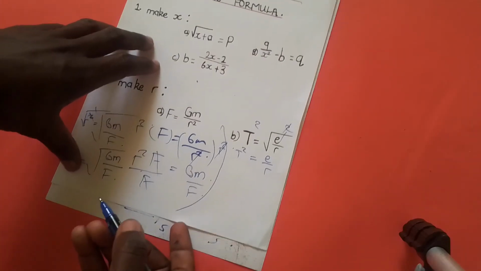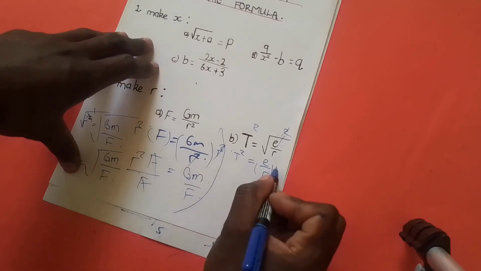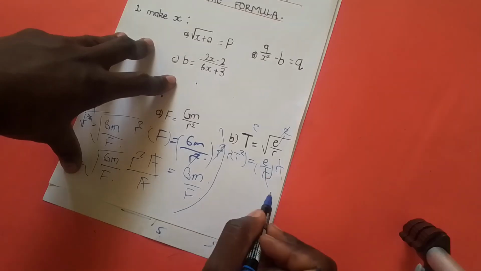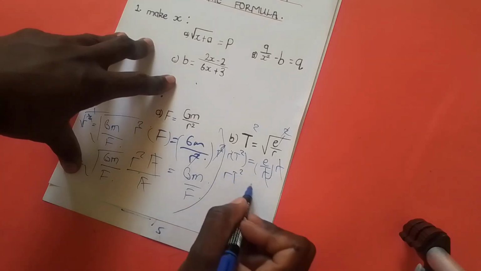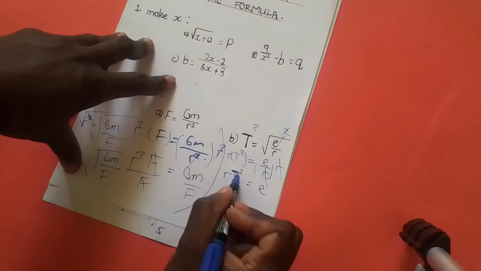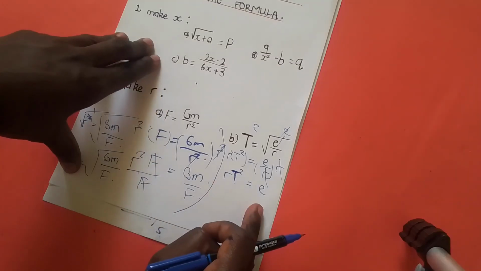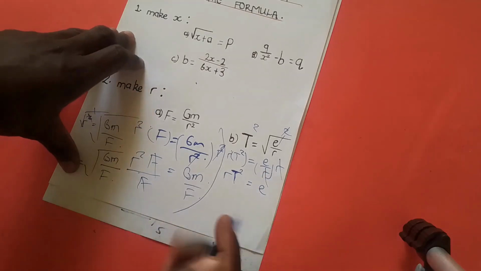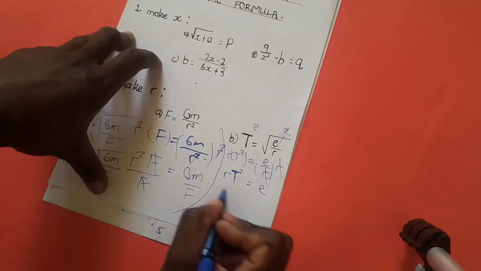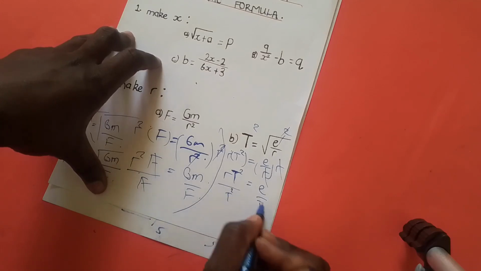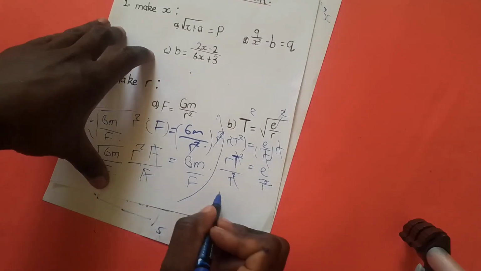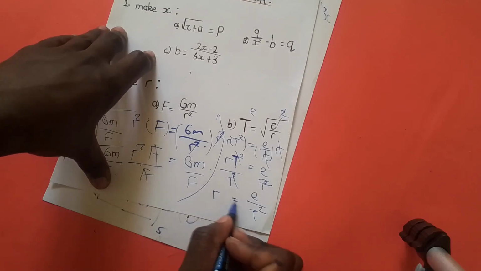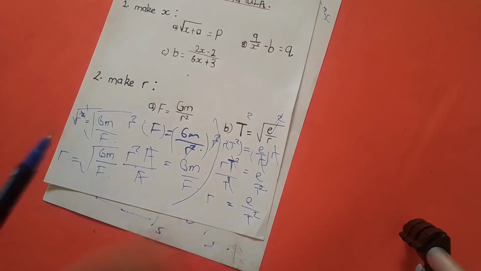We want to make r the subject of the formula, so multiply both sides by r. This r will cancel out this r, leaving us with r t squared equal to e now. Therefore, we are almost done. For r to be left alone, or for r to be isolated, divide both sides by t squared. t squared will cancel out t squared. Therefore, r is equal to e over t squared. Then we are done. r is now the subject of the formula.